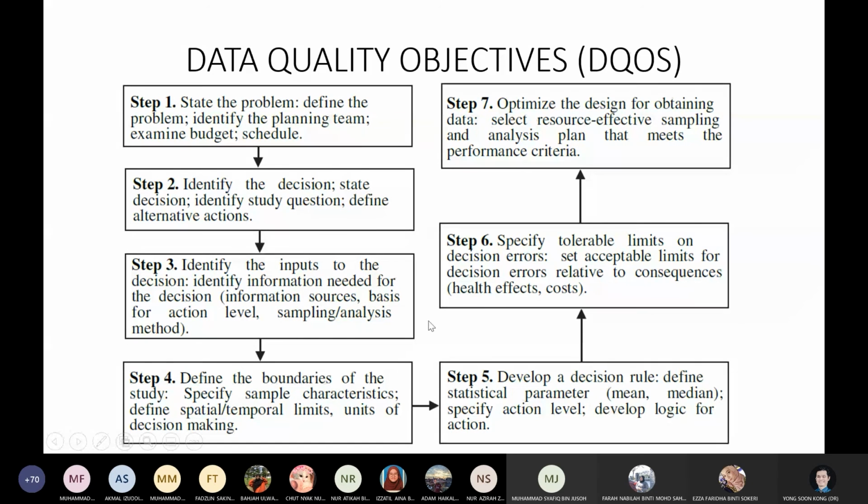So let's move on to step number 6. Specify tolerable limits on decision error. Set acceptable limits for decision error relative to consequences, health effects, and costs. Now, I would say these are the ones that are more towards interpretation. So once you have the data, interpret it. Usually these are interpreted by the statistician together with the data.